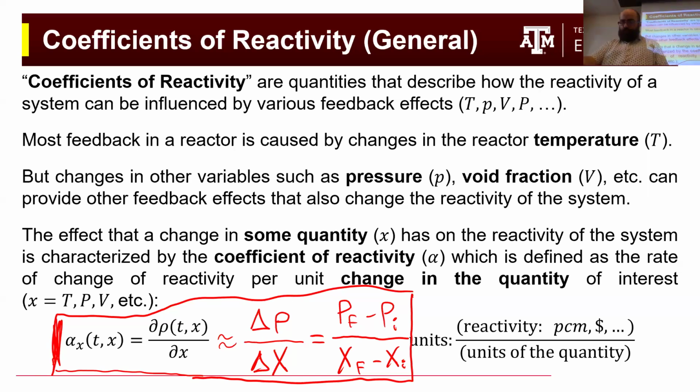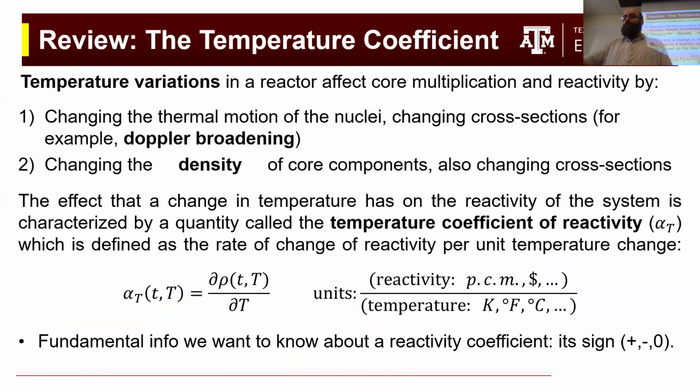And so the units of this are going to be based on the units of reactivity divided by the units of whatever the quantity is. So if the quantity is temperature, this might be degrees Fahrenheit or degrees Kelvin. If it's a pressure, then it might be PSI or kPa or something like that. So that's in general what our reactivity coefficients are.